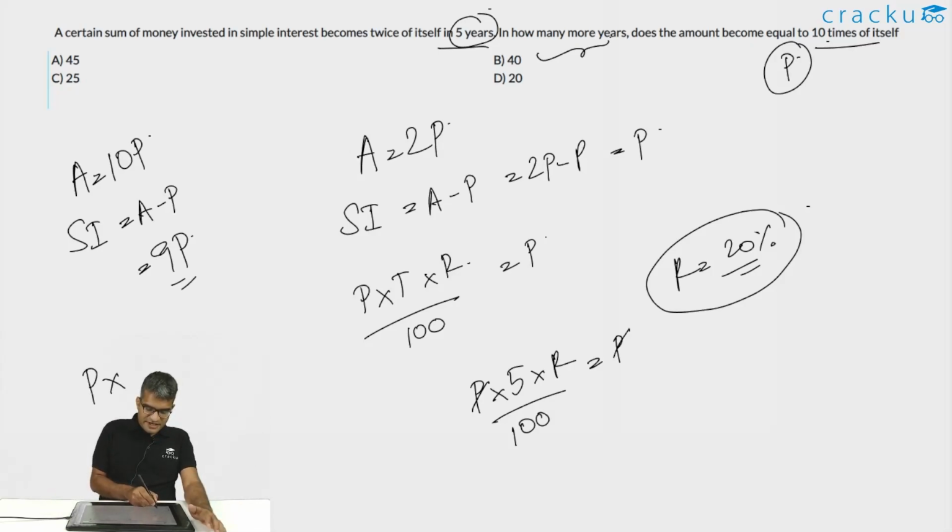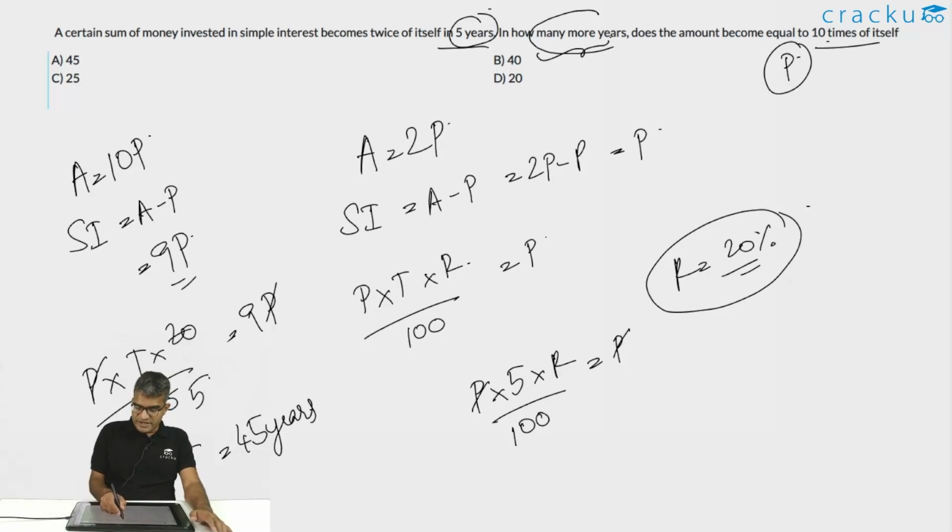Again, principal into time into the interest, which is 20 by 100, that is 20%, is equal to 9p, or the time period t will be 9 into 5, which is 45 years. This is the total time that it takes. But what we are asked is how many more years it takes.